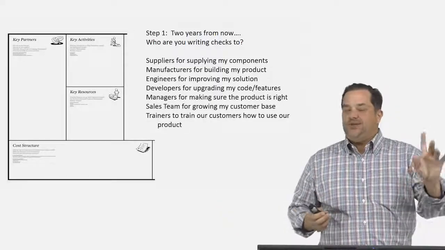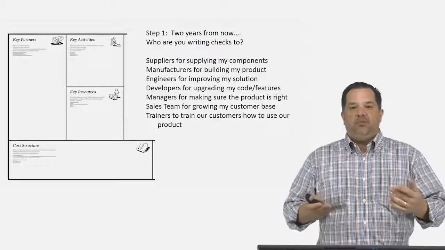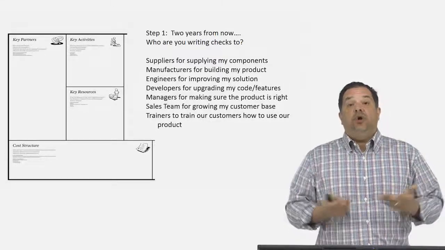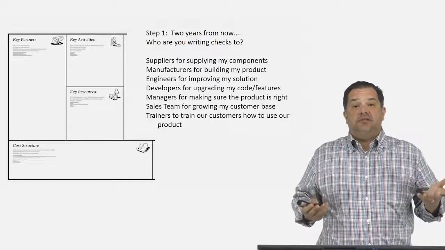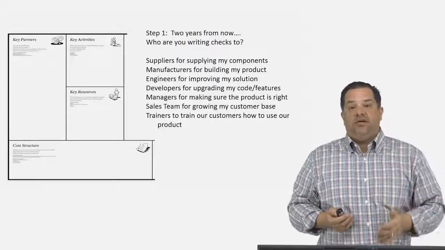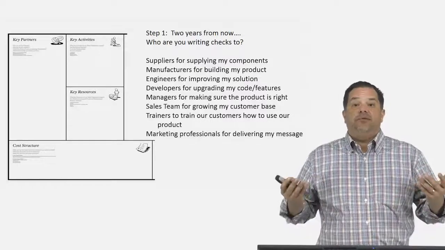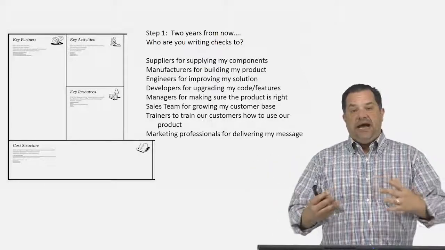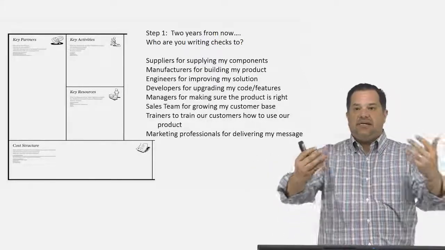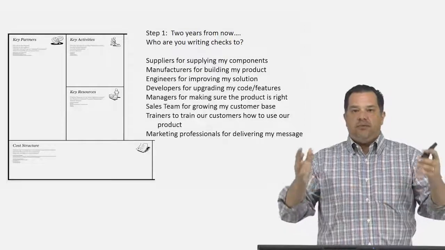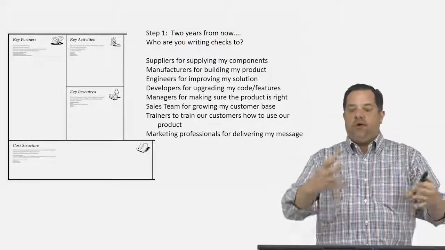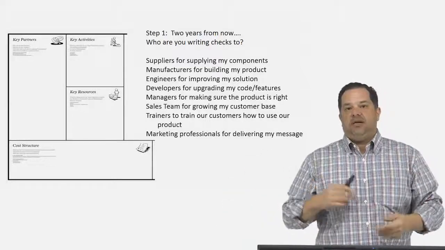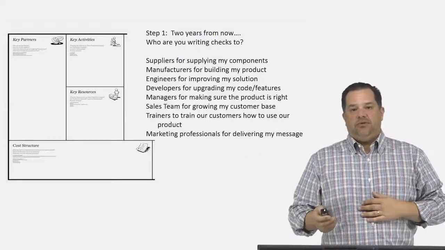You've got trainers. This is one that we always forget about. When we create a product, a lot of times we have to be able to train the customer how to use that product. Who's going to do that? And what's that going to cost us? We have to think about trainers as one of our key activities. Marketing professionals for helping us deliver our message. As we grow our company and we add team members, the CEOs, our co-founders, we become more focused on the big picture and we have to employ people who can do specific tasks like marketing and sales and training to be able to do those things.